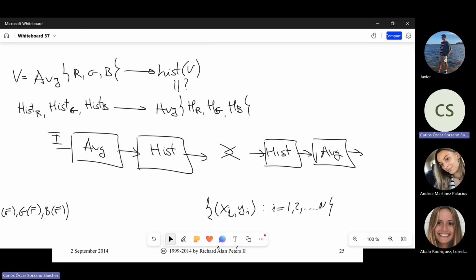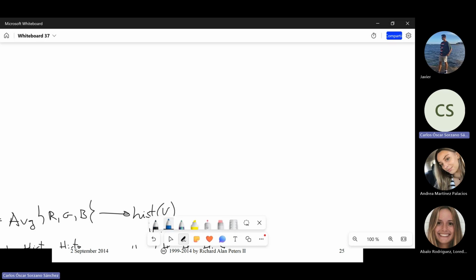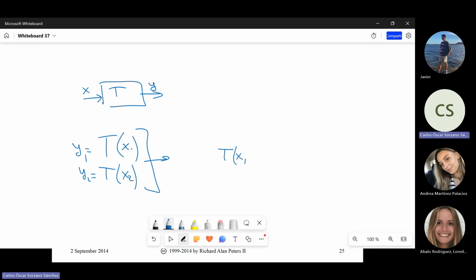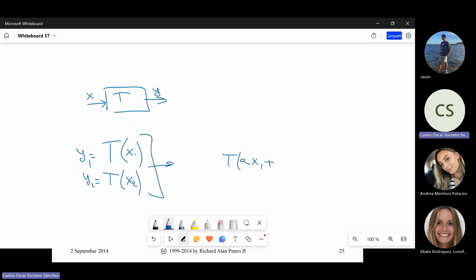Okay, so what is the definition of a linear system? A linear system is one for which, let's say you have a system with an input x and an output y. Then y1 is the output given input x1, and y2 is the output given input x2. If you excite the system with a x1 plus b x2, the output is a y1 plus b y2.